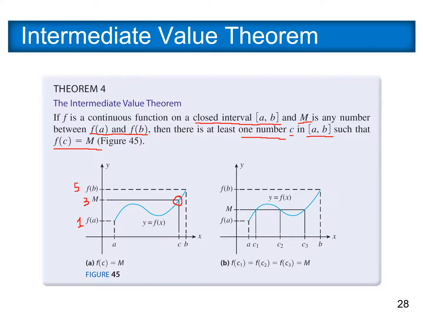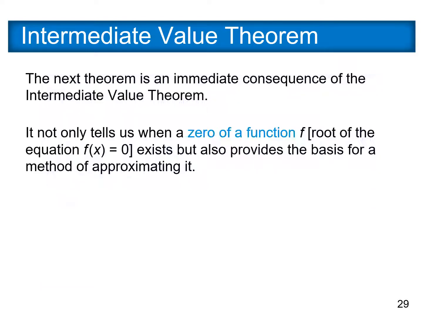But I said at least one, because there are situations where indeed you can have more than one. For example, look at situation B. In situation B, I actually have three x's where each of the 3 of them would give me a value of m at the end.